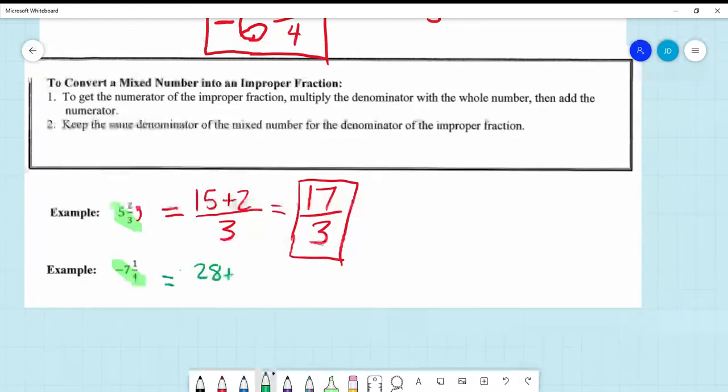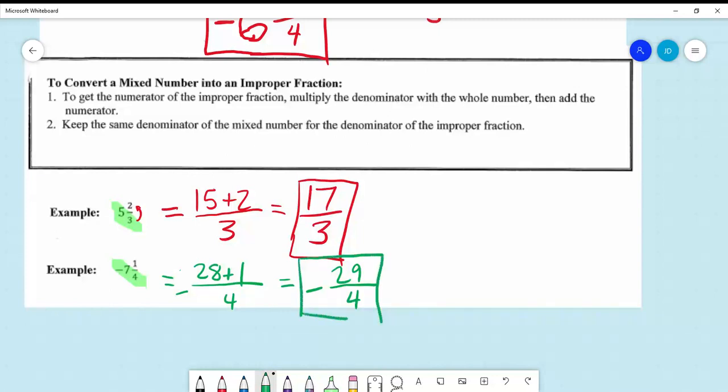Plus 1 that we had remaining on top. Keep the denominator the same. This is eventually all going to be a negative. So 28 plus 1 is 29 over 4 is our improper fraction, and the original problem had a negative, so this one's a negative. I usually just keep the negative for the very end, because when you're multiplying, that might get confusing at first. So anyway, 7 times 4 is 28. 28 plus 1, you add the top, gives us 29. So it was 29 over 4, and it was negative, so it's negative 29 over 4.